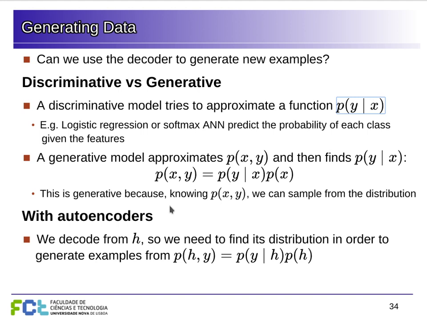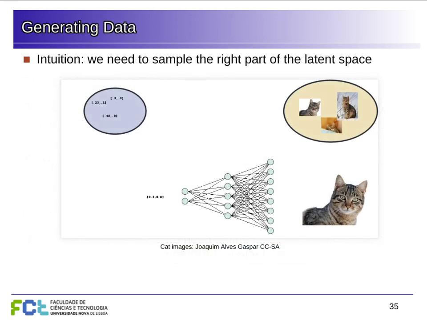But with autoencoders, if we can decode from the hidden representation, then if we had an idea of the probability distribution for the hidden representation, we could actually sample from that distribution and then use the decoder to get the resulting data, the resulting image, for example, from this hidden representation. So actually, we would have the joint distribution of the two, we could compute it, and we would have a generative model. So how can we do that with autoencoders?